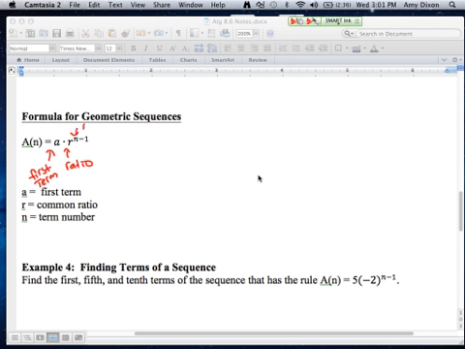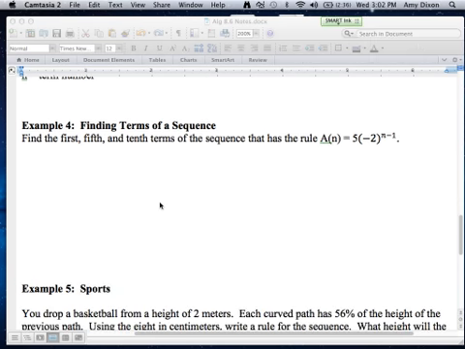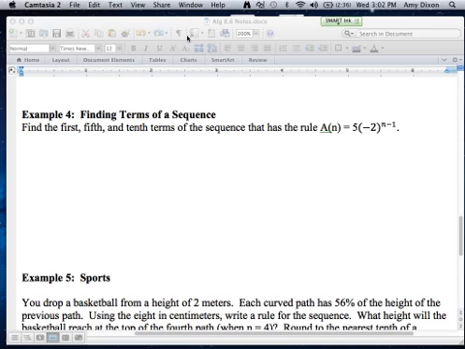And n is the term number, whatever term number you're on. So that's how you write a rule for a geometric sequence. Now we can use these rules to find certain term numbers. So if you look at this next example, it says find the first, fifth, and 10th terms of the sequence that has a rule a of n equals 5 times negative 2 to the n minus 1. So here's how we work that problem.